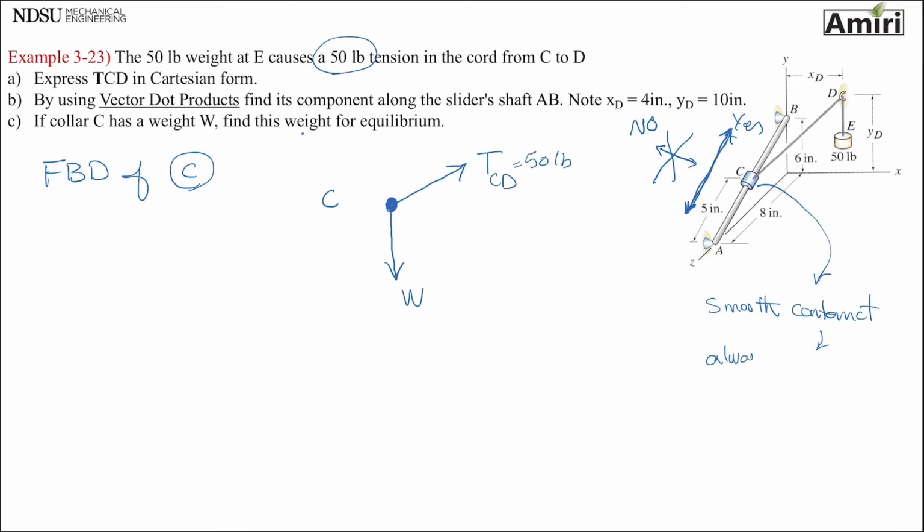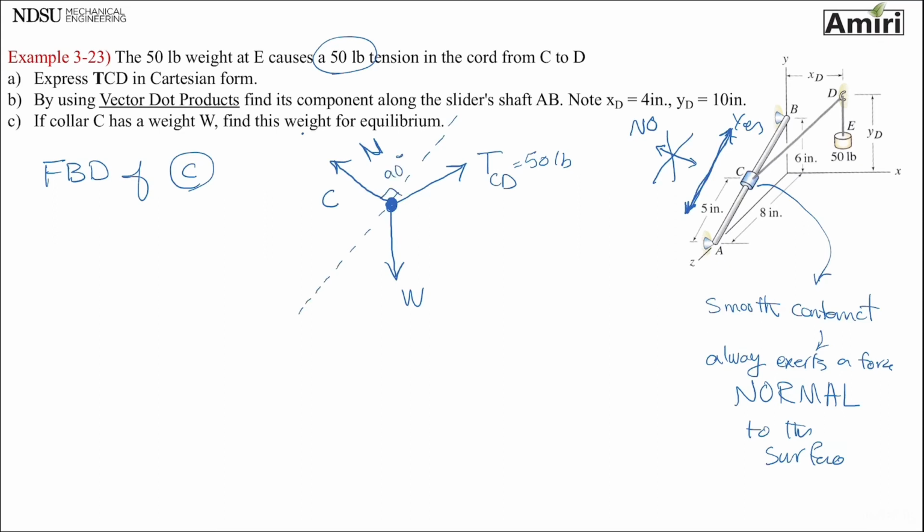Recall my lecture, a smooth contact always exerts a force normal to the surface. So this will make a normal force that is perpendicular to this line. So this is my free body diagram. Looks very simple.